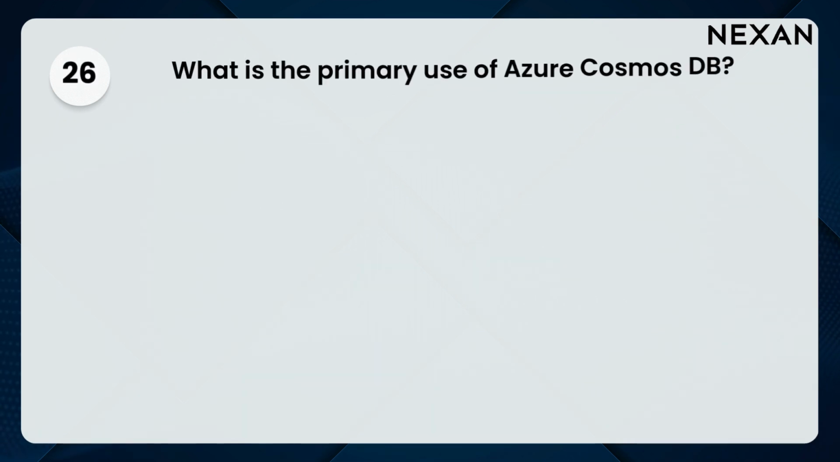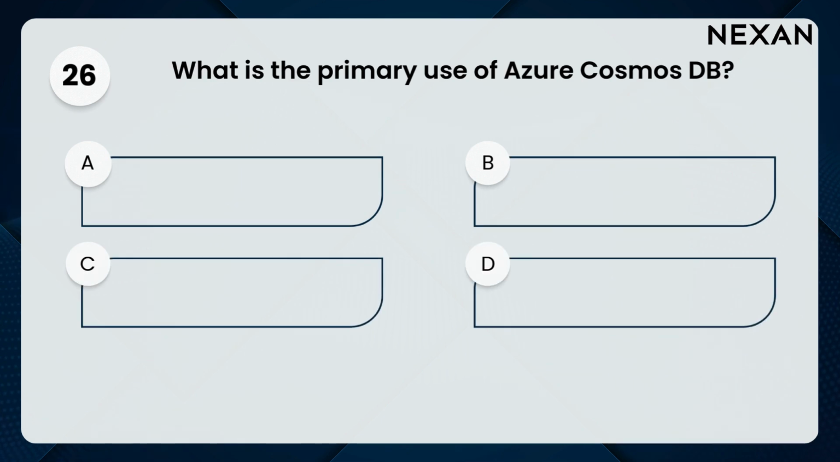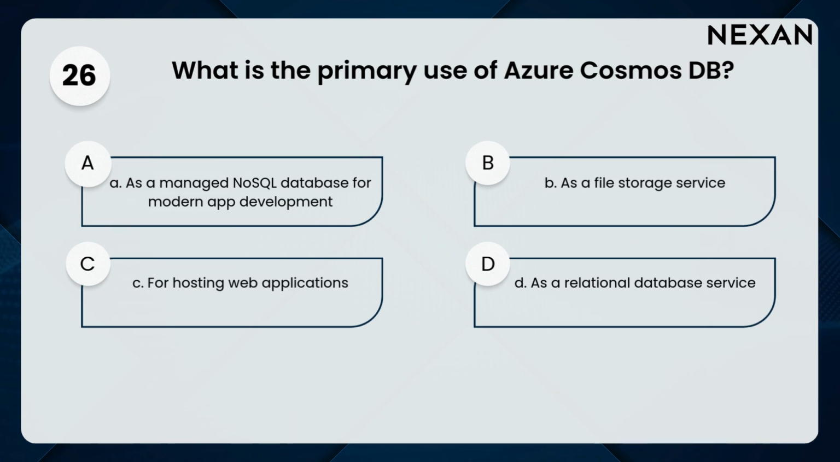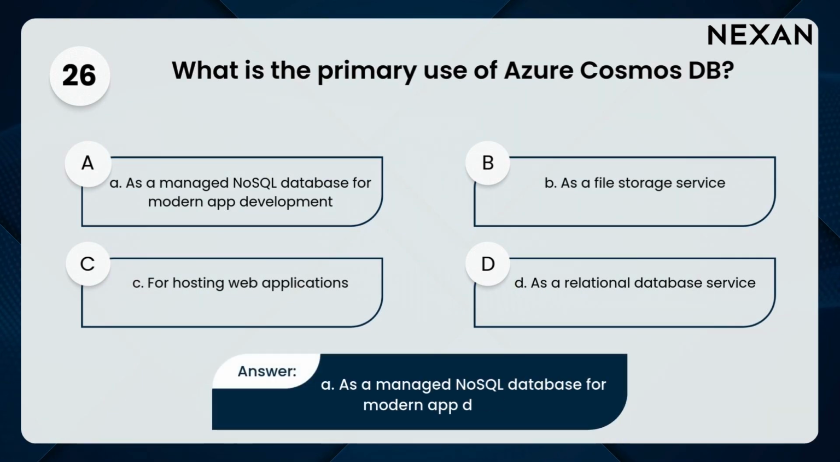26. What is the primary use of Azure Cosmos DB? A. As a managed NoSQL database for modern app development. B. As a file storage service. C. For hosting web applications. D. As a relational database service. Answer: A. As a managed NoSQL database for modern app development.